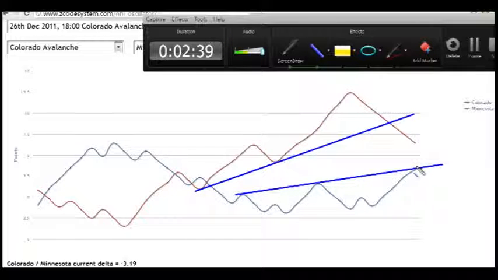So basically the indicator is saying that this game is very important for Colorado, and if they break the resistance level and beat the Minnesota Wild, they can become a better team. The prediction for these two teams is for Colorado to win this game.